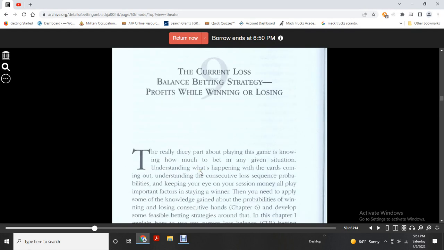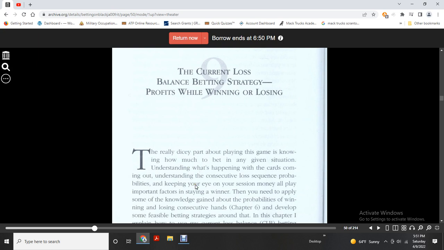Alright, the current Chapter 9: current loss balance betting strategy, profits while winning or losing. The real dicey part about playing the game is knowing how much to bet in any given situation, understanding what happens with the score, with the counting, with the consecutive loss sequence probability, keeping your eye on the session, mulling over all plays and factors, and staying a winner. Then you apply some of the knowledge gained with the probability of winning and losing consecutive hands.